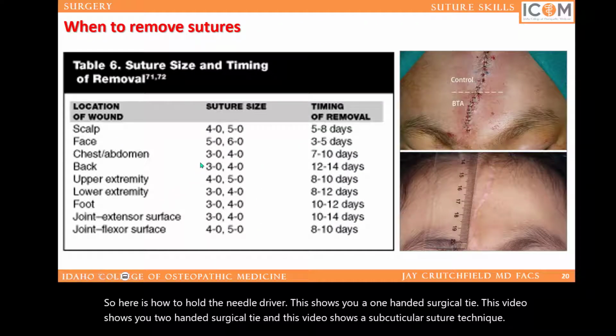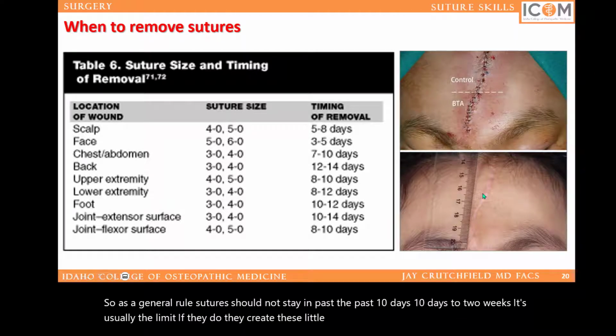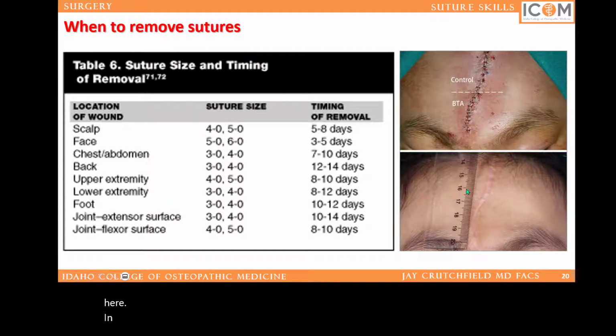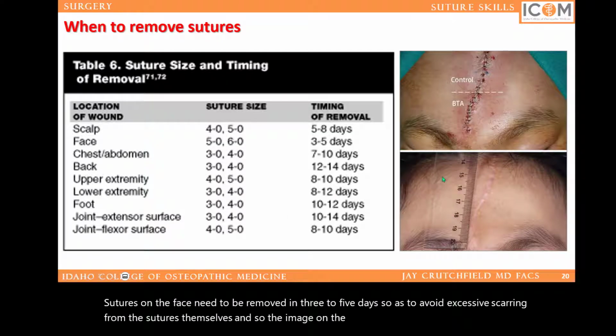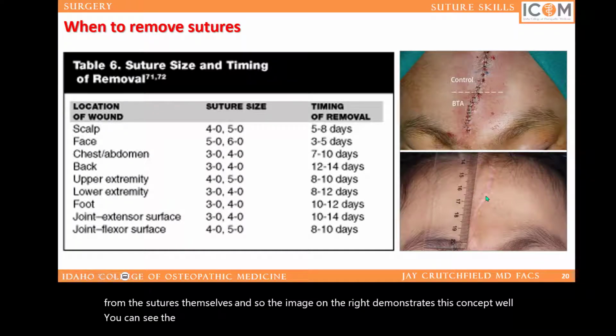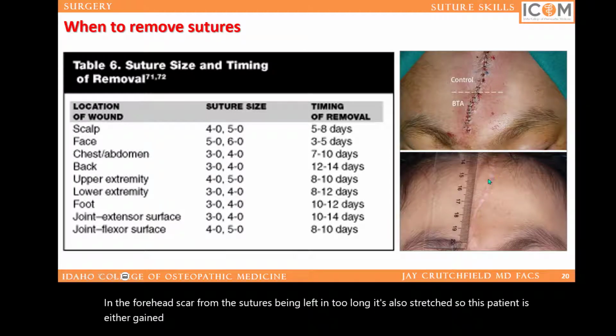So as a general rule, sutures should not stay in past 10 days. 10 days to 2 weeks. That's usually the limit. If they do, they create these little Frankenstein marks that you can see here in this forehead on this patient. Sutures on the face need to be removed in 3 to 5 days so as to avoid excessive scarring from the sutures themselves. And so the image on the right demonstrates this concept well. You can see the small crosshatches in the forehead scar from the sutures being left in too long. It's also stretched, so this patient has either gained weight or put undue tension on the repair, and it caused the scar to stretch.